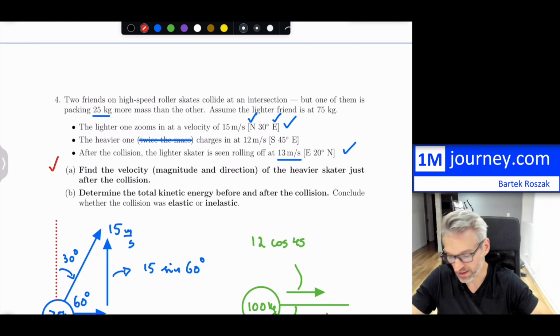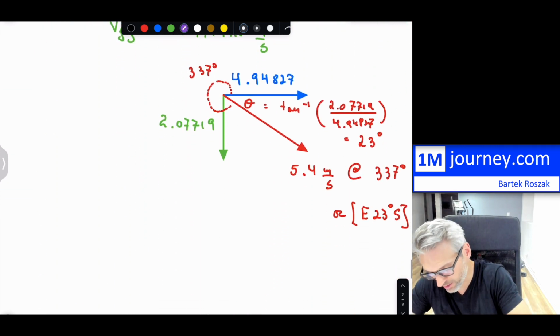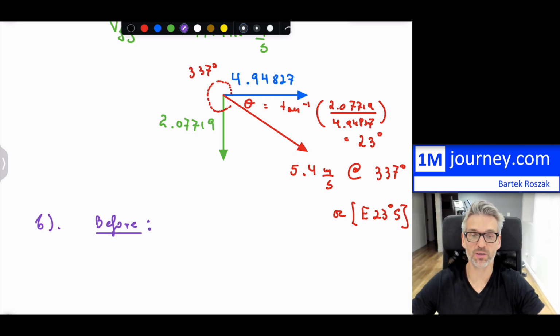Now for part B, it says: now determine the total kinetic energy before and after the collision, and then conclude whether the collision was elastic or inelastic. To calculate the kinetic energy, this is going to be a little bit annoying. However, it's a great example, because sometimes people wonder how to calculate it when they have various components. Well, you need the magnitude, so you need the actual speed.